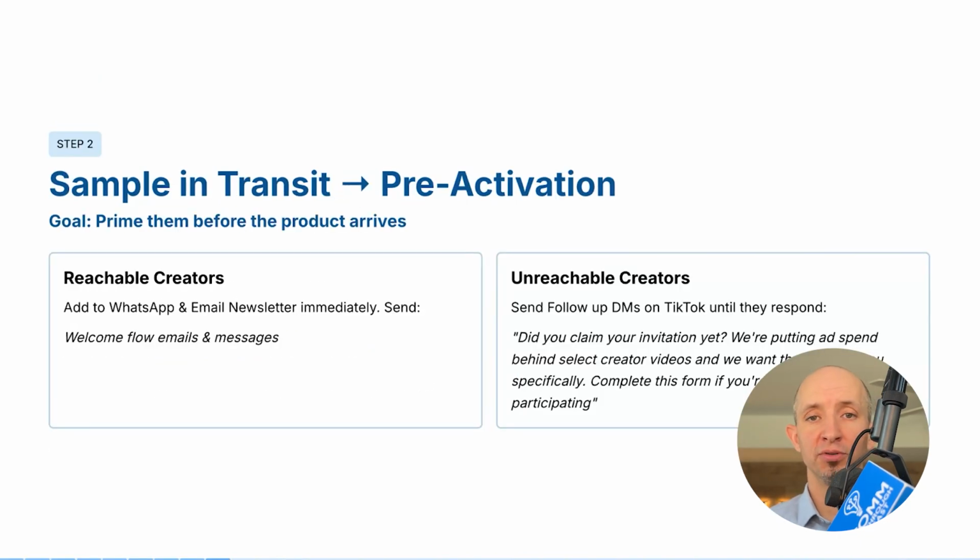So step number two, let's assume now we have an unactivated creator that has given us their contact information. So what are we doing with them at this point? Well, we're ultimately going to add them into our email newsletter flow and add them into our WhatsApp onboarding flow that we have for our brand as well. For our unreachable creators, as I mentioned, we're just going to continue to send DM after DM after DM every single day until we just get their contact information.